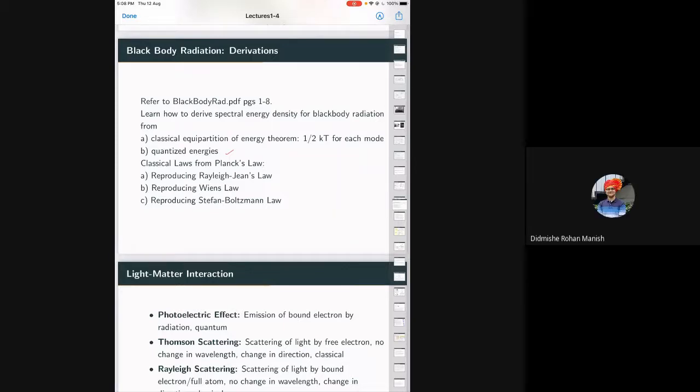Ma'am, I just had one question before that. We found nu max from the same intensity equation, but since nu times lambda is c, which is constant, why is the lambda found that way? I mean, you are saying that the only difference is the difference in units, but I am asking about... The difference is in the definition of the spectral energy density.